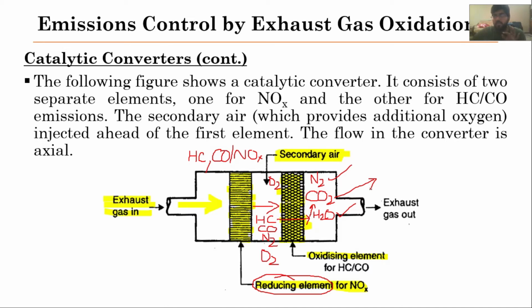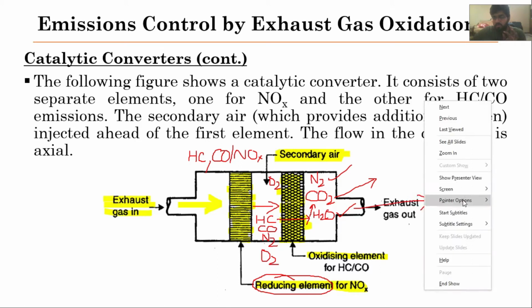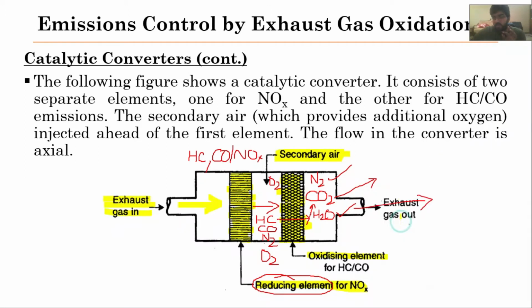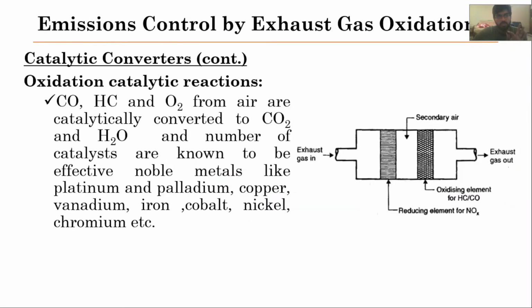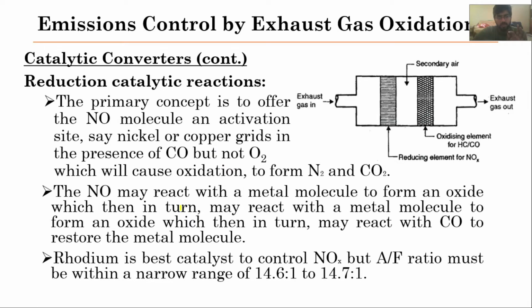Therefore these products are desirable products, and then these products will be out from the exhaust from this catalytic converter. So this is how the catalytic converters are operating. This is the working principle, this is the working phenomena of the catalytic converters. Now moving forward, all of the things which I explained here in this diagram are mentioned in these next two slides.